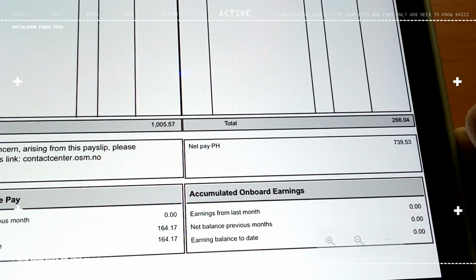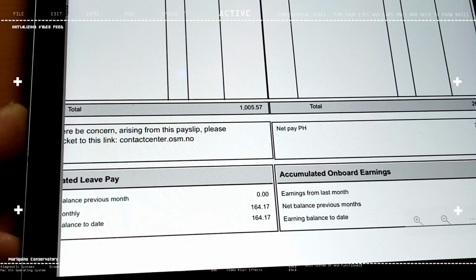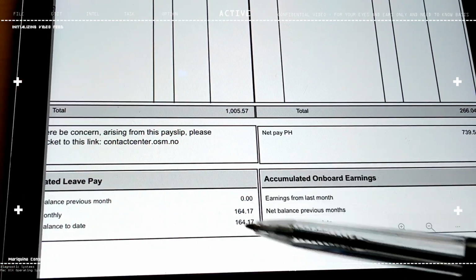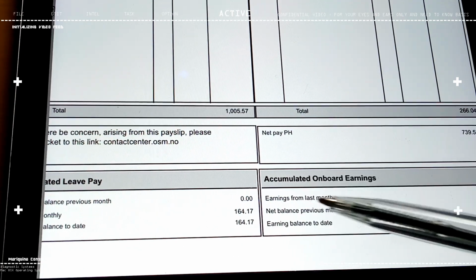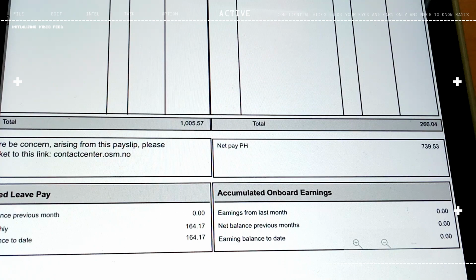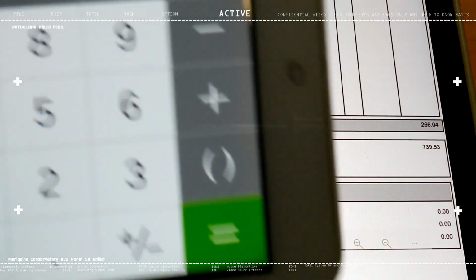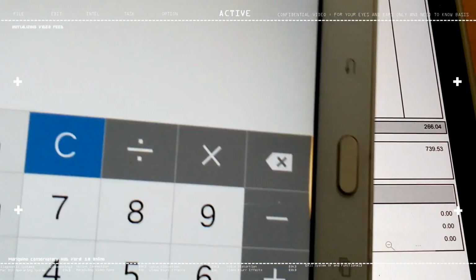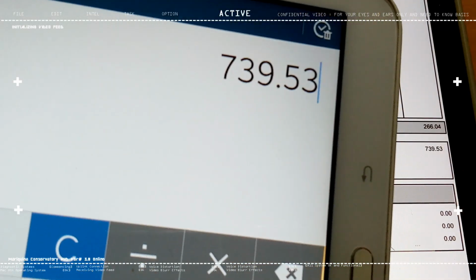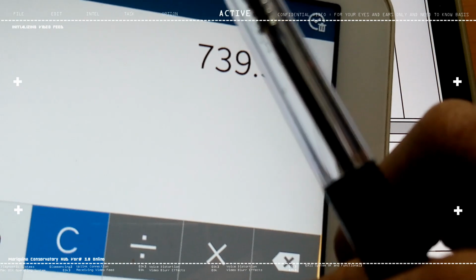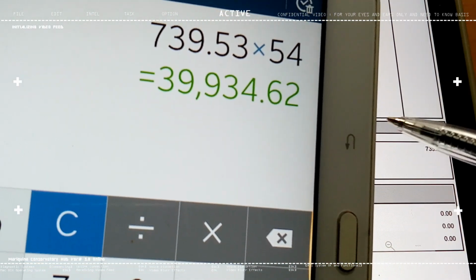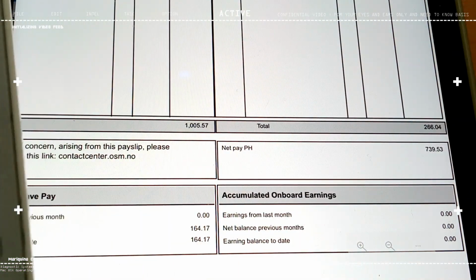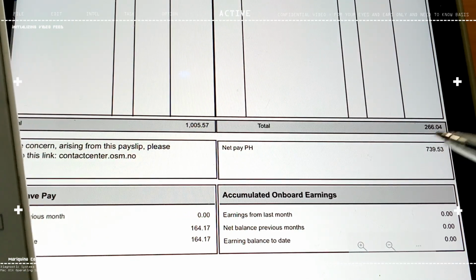I will also have, I think, leave pay of about $164 per month. The leave pay here is quite small. I'm just not really happy about my salary, I'll be honest. But like I said, I'm not here to discuss whether or not I'm happy with my salary. I'm here to discuss my salary and the cold, hard facts about it. Multiplied by today's dollar exchange rate of 54, we got 39,934 pesos. Basically that is my total salary for a month, the one that will be forwarded to my bank account.